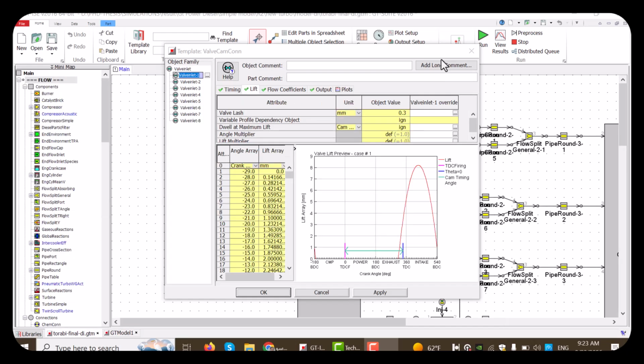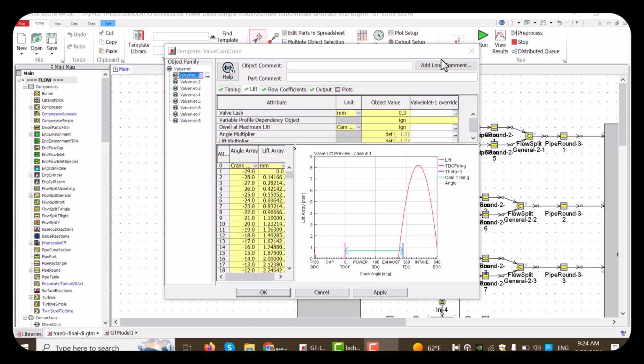How about lift profile? Valve lash is a mechanical clearance between the valve stem tip and the rocker arm or cam follower. In GT-Power, lash affects effective opening timing, effective closing timing, and initial lift ramp. If lash increases, the valve opens later and closes earlier, and effective duration decreases. Too little lash may cause the valve to not fully seat, leading to compression loss and thermal damage.